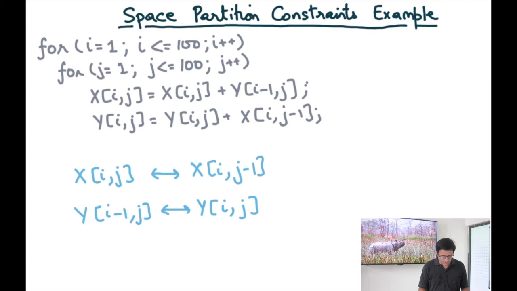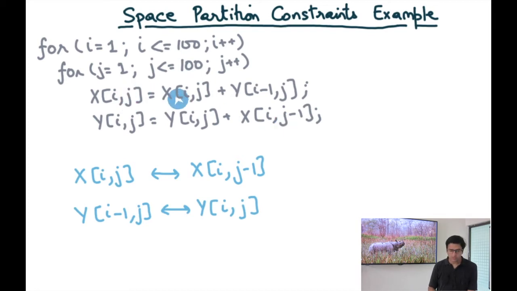Let's look at it from a mathematical standpoint to convince ourselves that the solution actually works. So it's the same loop that we had earlier. For i equals 1 to 100, for j equals 1 to 100, x[i][j] = x[i][j] + y[i-1][j], and y[i][j] = y[i][j] + x[i][j-1]. And we said that the only data dependencies of consequence here are x[i][j] with x[i][j-1] and y[i-1][j] with y[i][j]. So these two and these two, the diagonal ones.